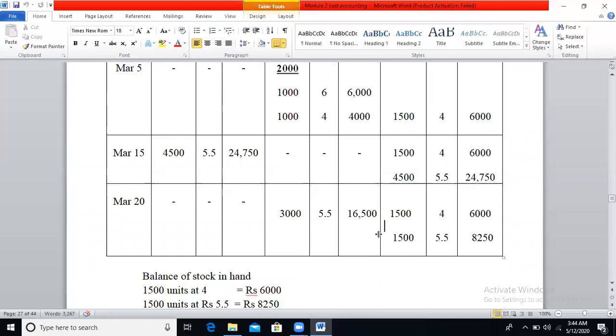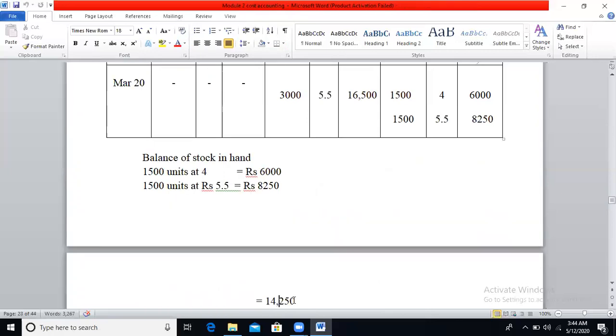See the balance column. We are having 1,500 units at the rate of 4 rupees, that is 6,000, and 1,500 units at the rate of 5.5 rupees. The total value will be 8,250. If you total this amount, you will get 14,250. Thank you.